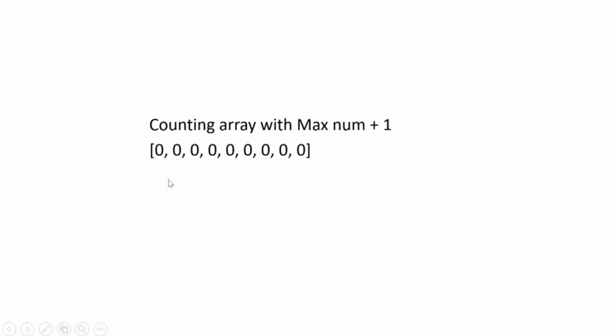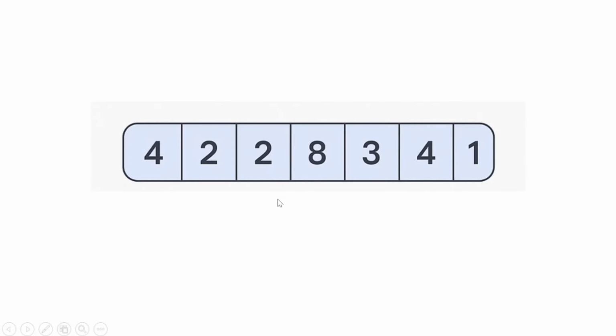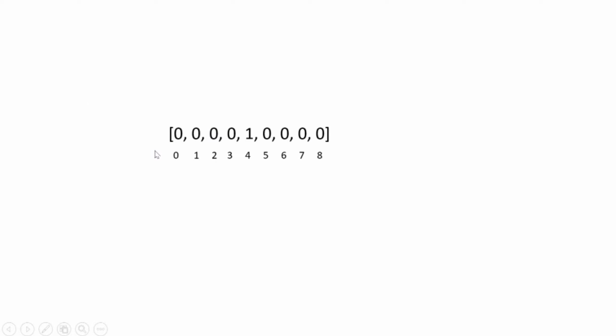Then you have to create a dummy array with maximum number plus 1 length, so 8 plus 1. Here I have created an array with 9 values. So the index will be from 0 to 8, and I have filled this array with zeros. Now we have to send each value to the index. For example, the first value of our main array is 4. Now the fourth index value we have to keep as 1.